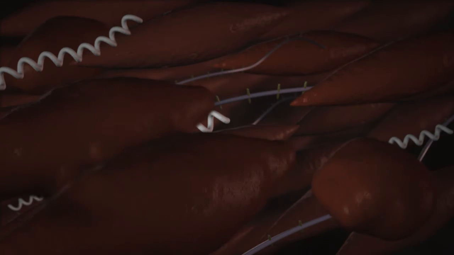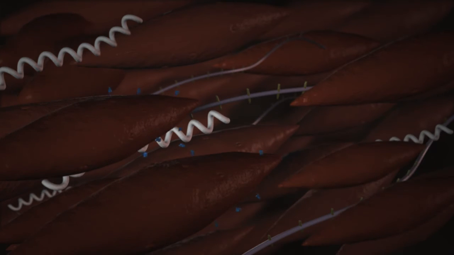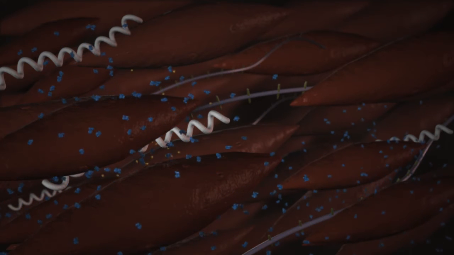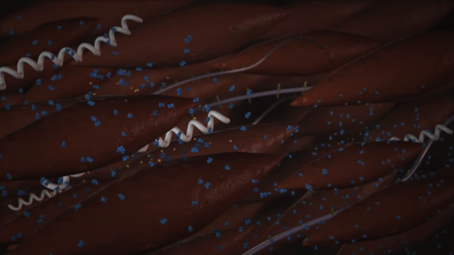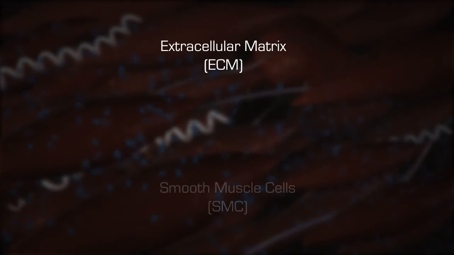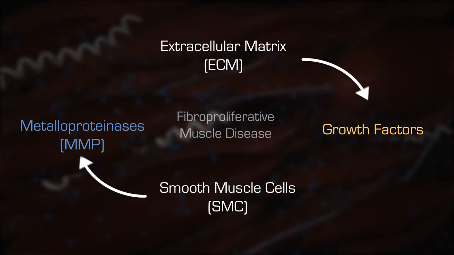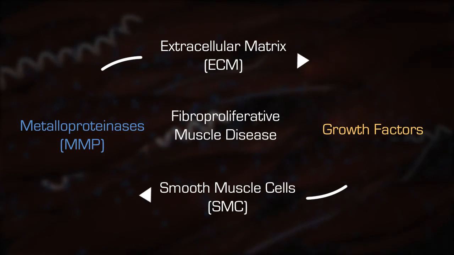The new cells also produce more ECM as well as excess MMPs, which create more growth factors and neoepitopes. As a result of this interaction between the ECM and smooth muscle cells, a vicious cycle of fibroproliferative muscle disease is set in motion.